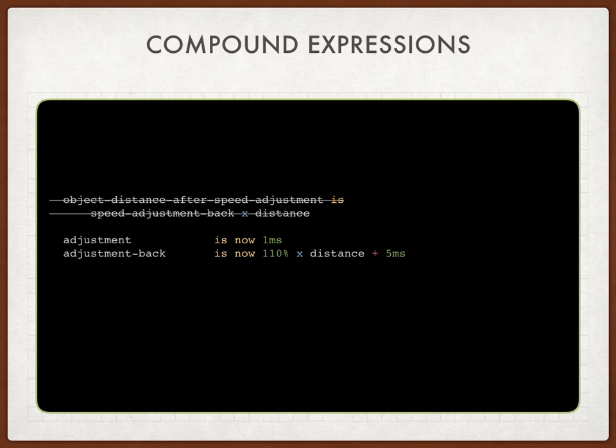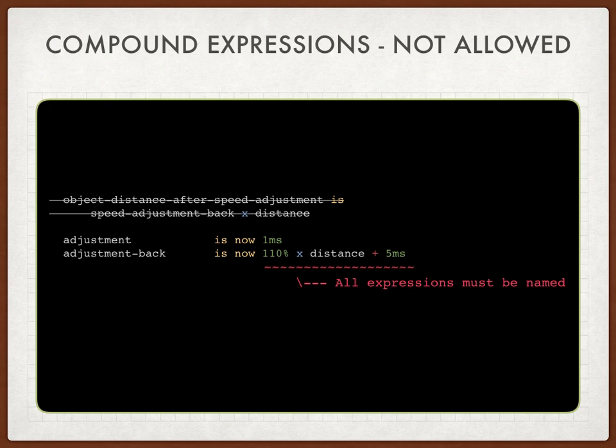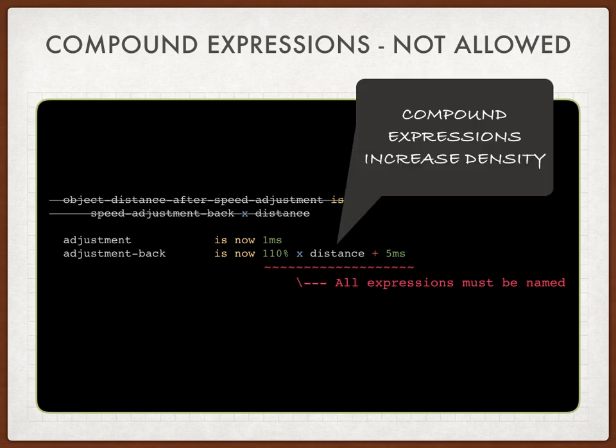Now, you might also think that we could get rid of some intermediate variables by making a more complex expression, 110% times distance plus 5 milliseconds. Well, this is also not allowed. Expressions can only be a thing, an operator, and another thing. You can't have nested or compound expressions, right? So we talked about density before, that's part of it, but this also creates a lot of complexity. We have to think about operator precedence, think about parentheses. There's just not a lot of benefit to it, and it ends up being a lot simpler if every single expression is just a few things, has a clearly defined name, and you build them up one step at a time. It makes it very easy to understand how the code evolves and exists and works.